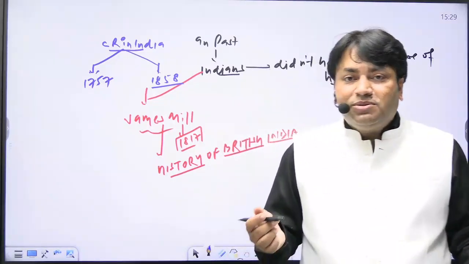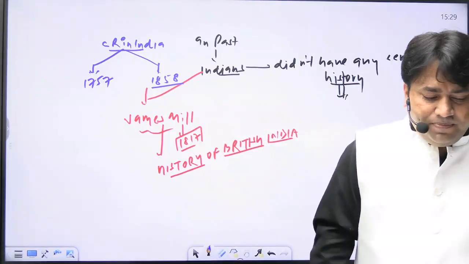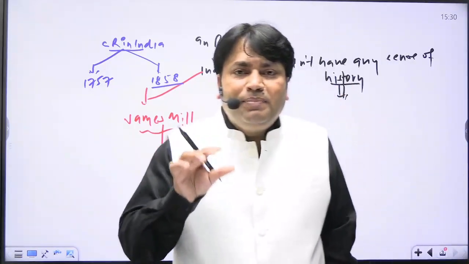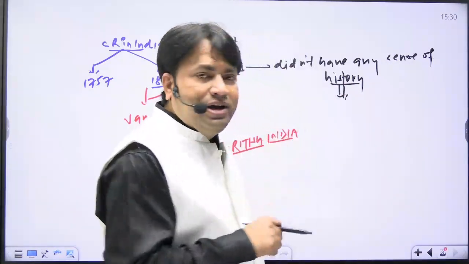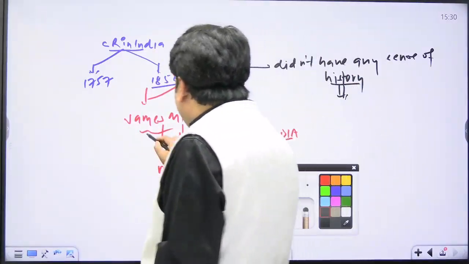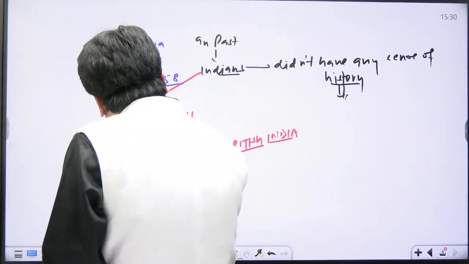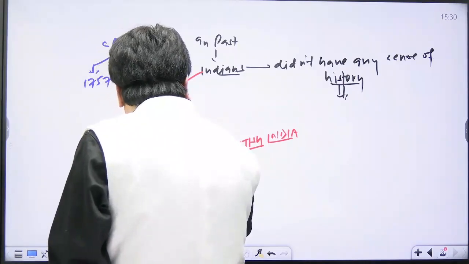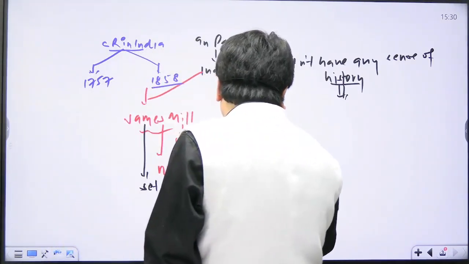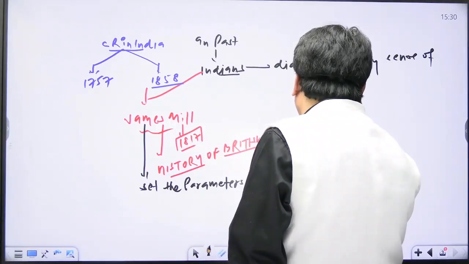So what James Mill did in his book, James Mill set the parameters for history writing in India.